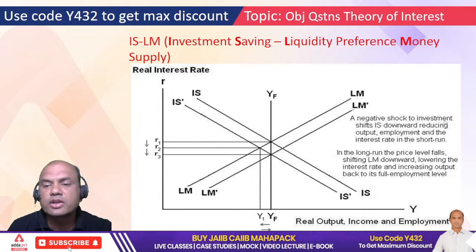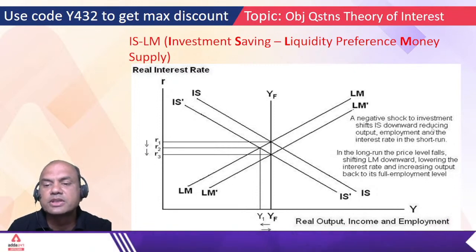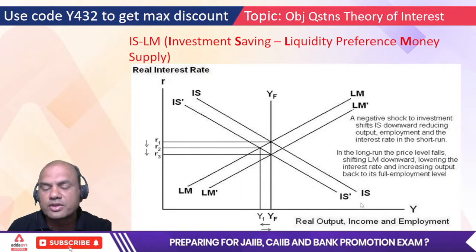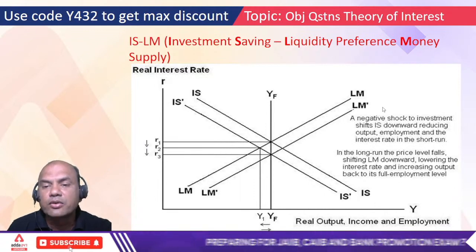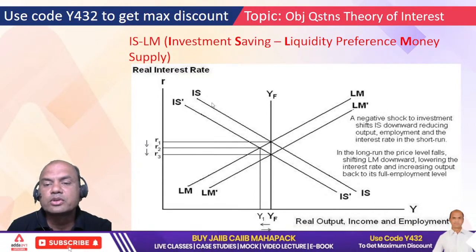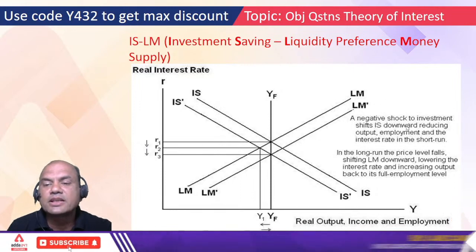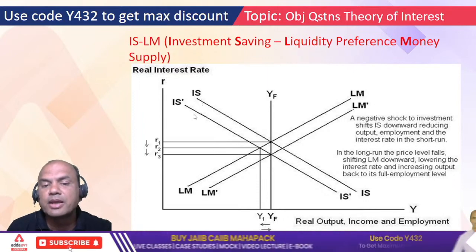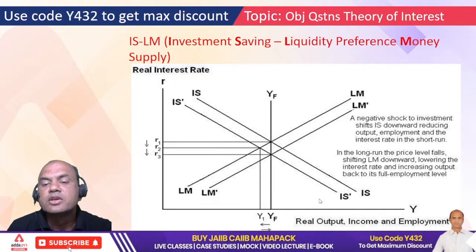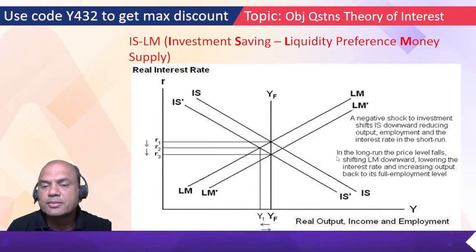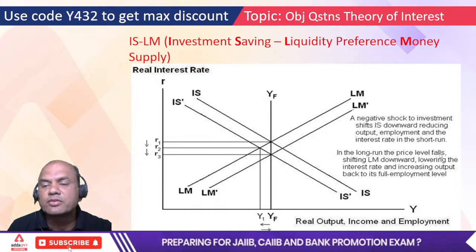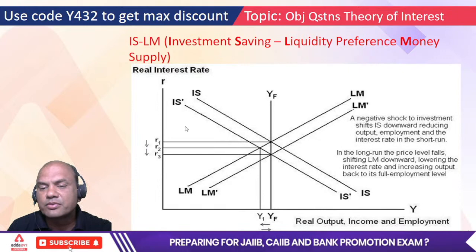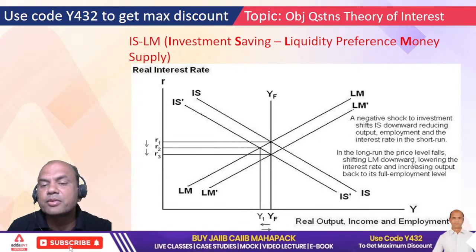A negative shock to investment shifts the IS curve, reducing output. So if the investment goes down, then what happens? The IS curve will slope downwards, because investment is down means what? The savers have reduced. Persons like me and you have reduced. So it will move downwards. Similarly over here, in the long run the price level falls. So as the price level falls, the LM curve shifts downwards. So again this is going downward.